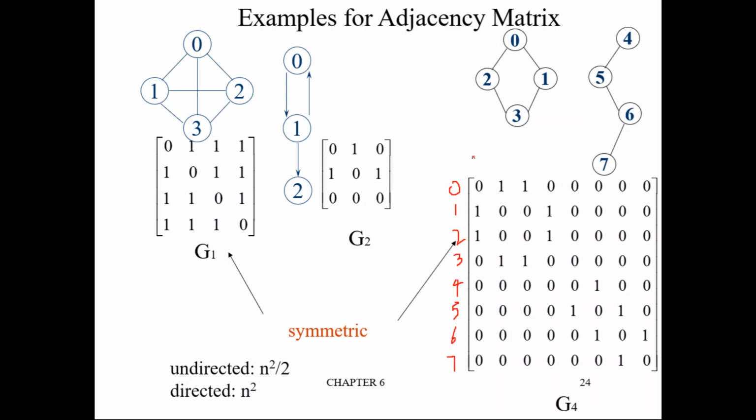Okay, similarly this is column. Column 0, column 1, column 2, column 3, column 4, column 5, column 6 and column 7. Okay, now you can see 0 to 0, the diagonals anyway you can fill up with zeros because we are not going to have any self loop. Okay, 0 to 1, is there a link? Yes, so 1 come here. 0 to 2, yes, so 1. 0 to 3, there is no direct connection, so 0.